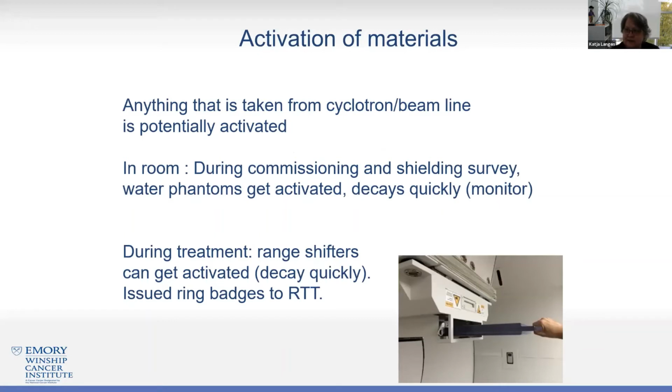Activation of material: anything that's taken out from the cyclotron or beamline is potentially activated, but in the room you also activate different components. So during your commissioning and shielding survey, you run a lot of current into water phantoms. That water gets activated. Luckily, it really decays quickly, but you need to be aware of it when you're working around it. During treatments, there is a component called a range shifter that is put into a position between the beam exit and your patient. So that also gets activated some.